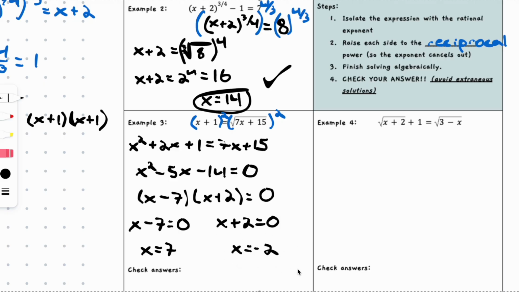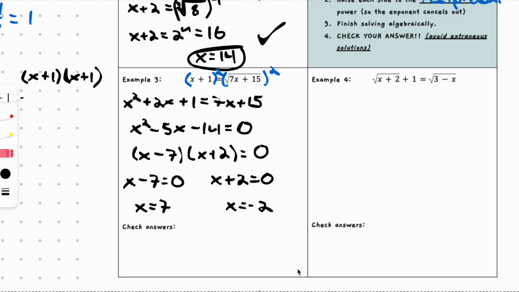Now we want to plug these in. So maybe on a test, you definitely want to write down what you're plugging in. In this case, I'm just going to say it out loud and walk you through what I'm thinking. So first, let's do 7. When x equals 7, we have 7 plus 1, that's 8. Now for the other side, we have 7 times 7, which is 49. And 49 plus 15 is going to be 64, and the square root of 64 is 8, which is what we got on this side, so 7 works out.